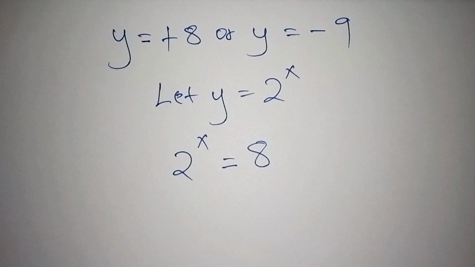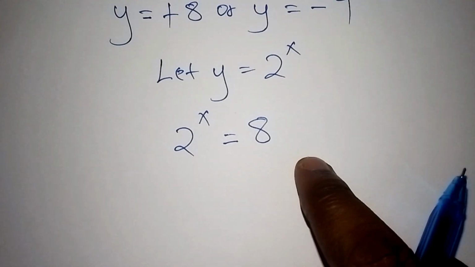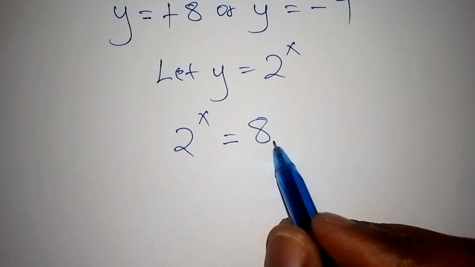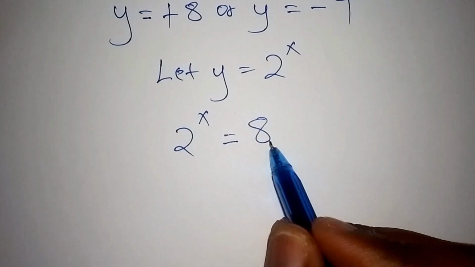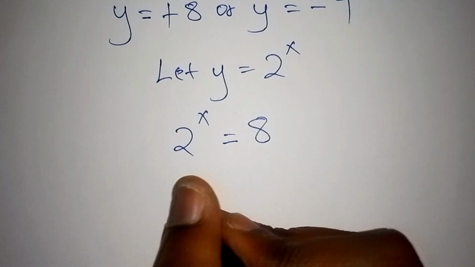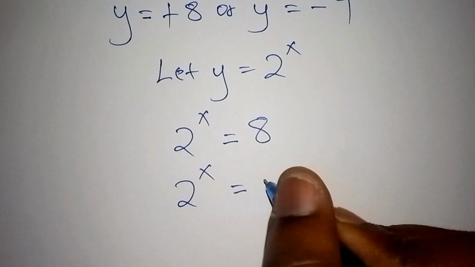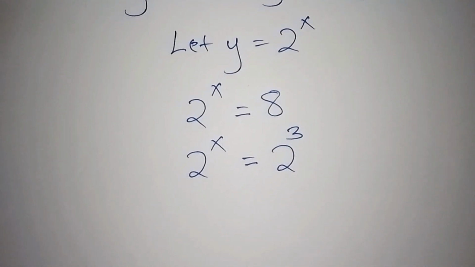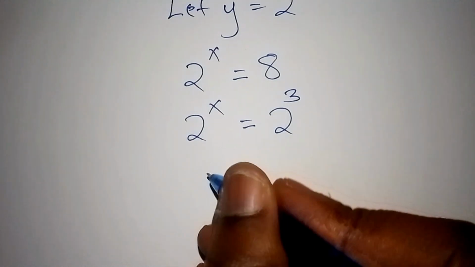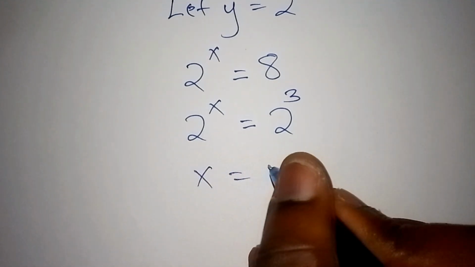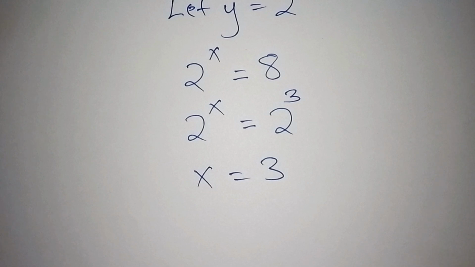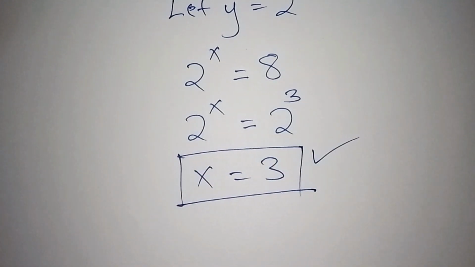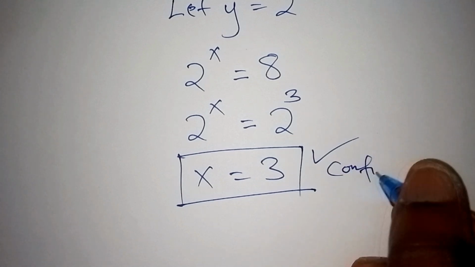So let's now find the value for x in this case. We need to express 8 to the base of 2. So we have 2 to the power of x is equal to 2 to the power of 3, because now they are in similar bases. In that case we pick the index numbers, x and 3. So our value for x is equal to 3. If you happen to get x as 3, give it a thumbs up. Let's now confirm if that is the case.